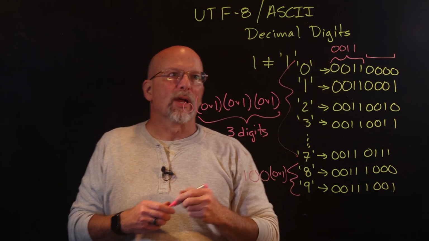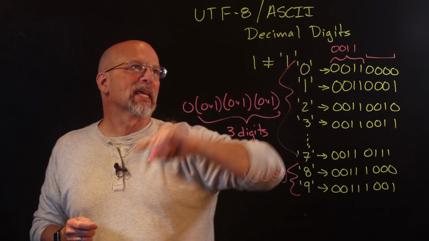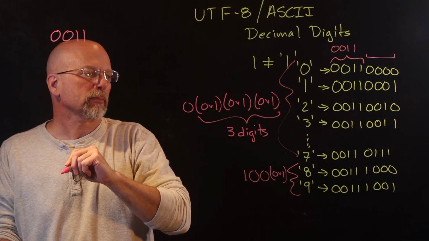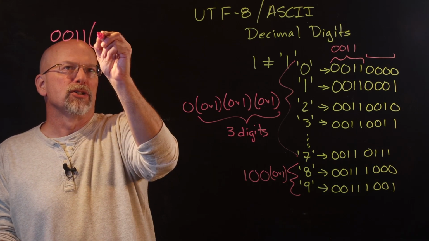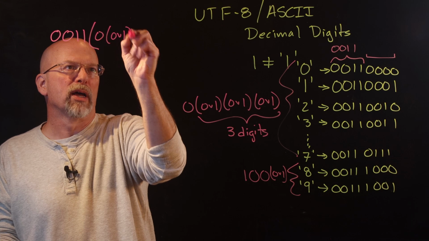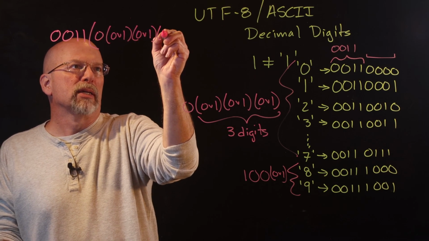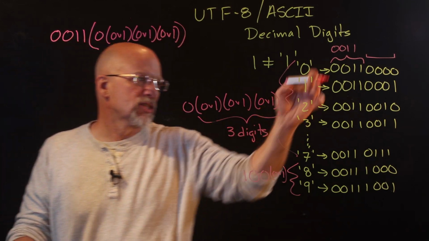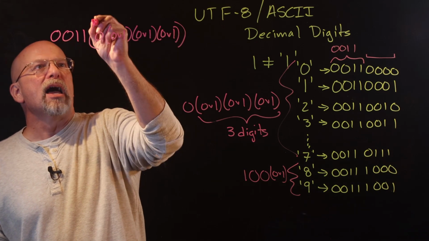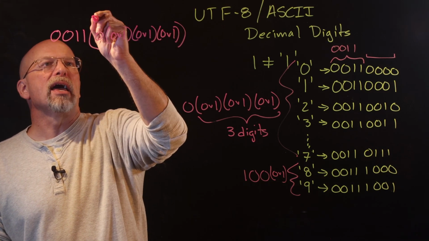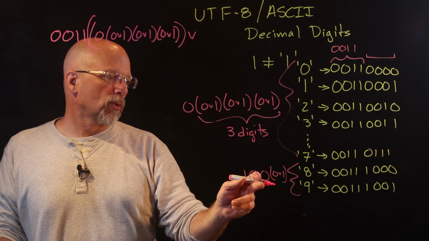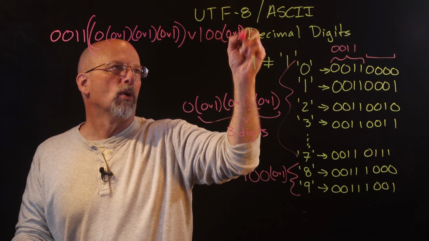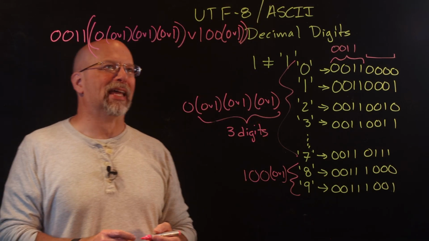So what does our regular expression for decimal digits in ASCII look like? Well, they always start with 0011. And then it is either 0 concatenated with 0 or 1, concatenated with 0 or 1, concatenated with 0 or 1. So this bit right here identifies this group right here. And then ORed with what defines an 8 or a 9. And that's 1, 0, 0, 0 or 1. And I think I got that right.